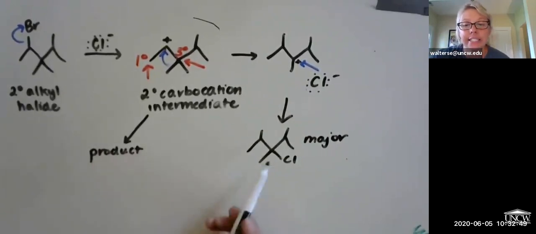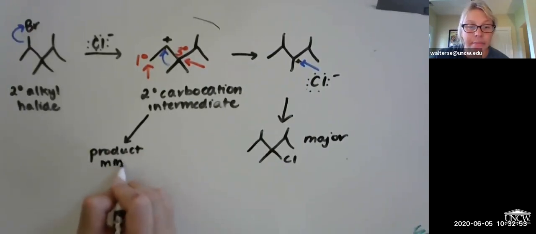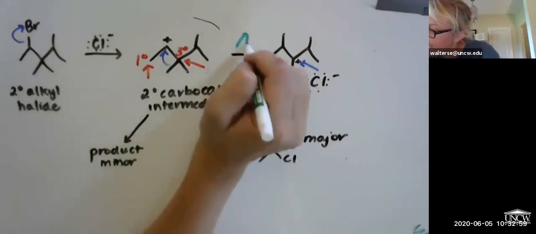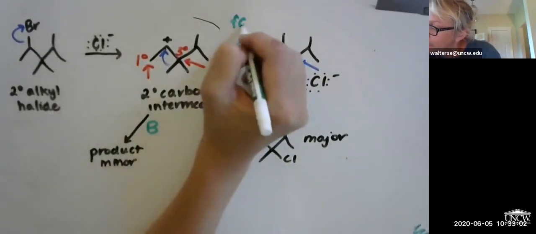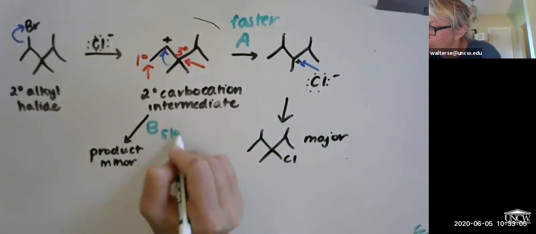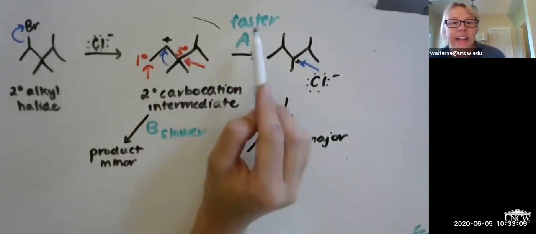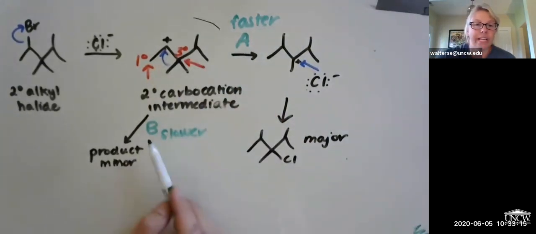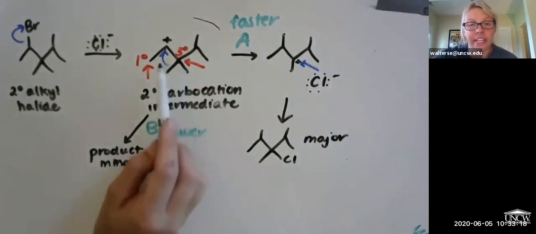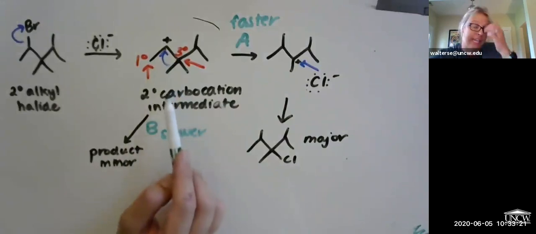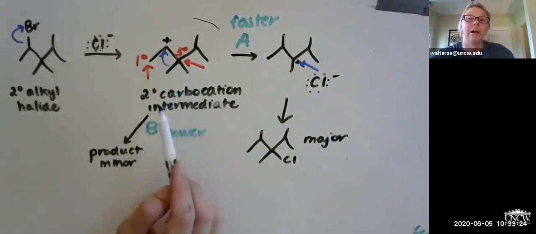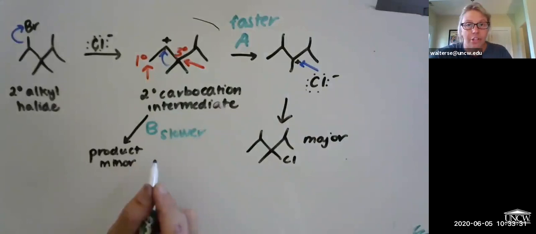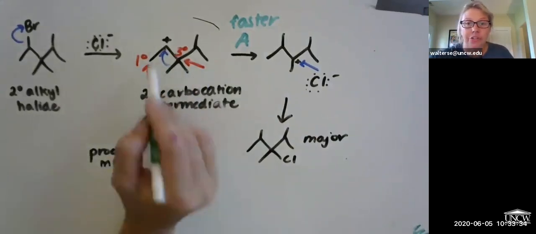The reason that this is major and this is minor is because of this step. Just say A versus B. A is faster, B is slower. A is faster because it involves one molecule undergoing a rearrangement. B is slower because it requires a collision between this secondary carbocation and a chloride. So it has a bimolecularity, so two molecules involved. So any step that requires more than one molecule is going to be slower than something that can happen intramolecularly like this.